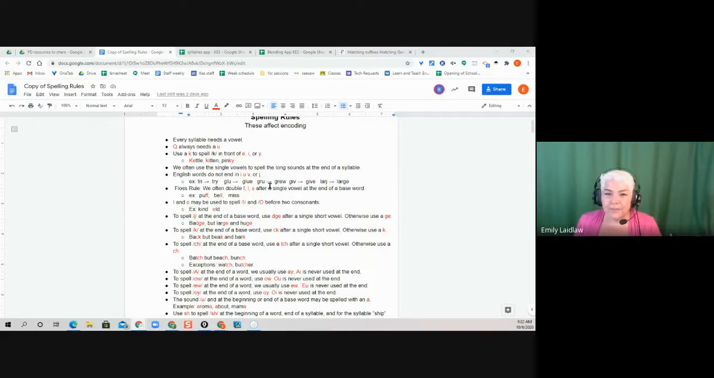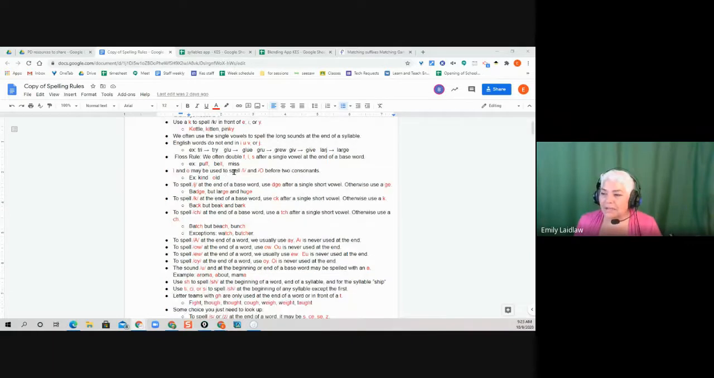And then we often double F, L, and S. Are we familiar with these? Give me a nod or a thumbs up. You guys are pretty much familiar with this. The I and the O may be used to spell the long sounds, I and O, like in kind and old.